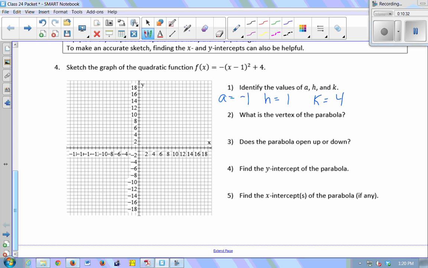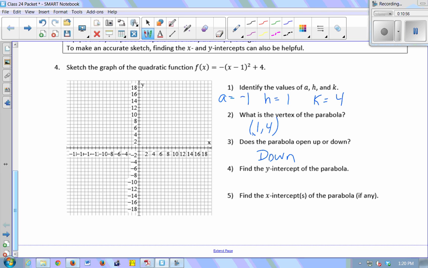So what's the vertex of the parabola? 1, 4. So you could think of this as transformations also. This says right 1, up 4, so your vertex is going to be at 1, 4. Move from 0, 0 to 1, 4. Does the parabola open up or down? Down, because the a value is negative.